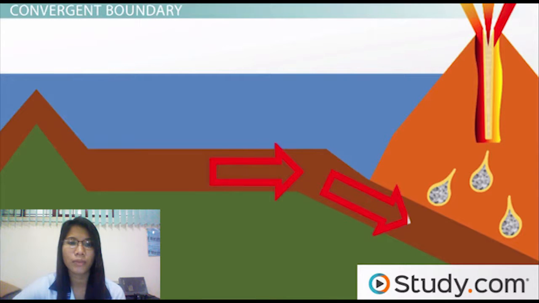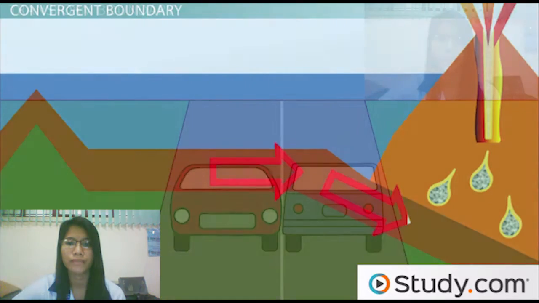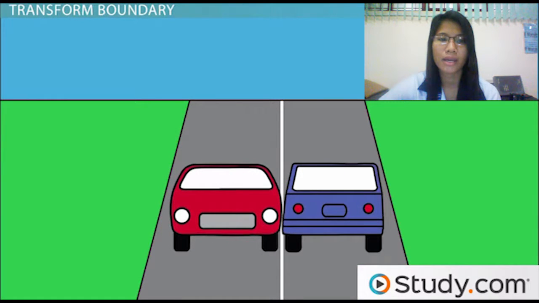A third way that plates interact is by sliding past each other. This would be like cars sideswiping each other as they move in opposite directions. This third type of plate boundary is called a transform boundary. The only effect of this type of boundary is earthquakes. The sliding process is not smooth and moves in fits and starts.